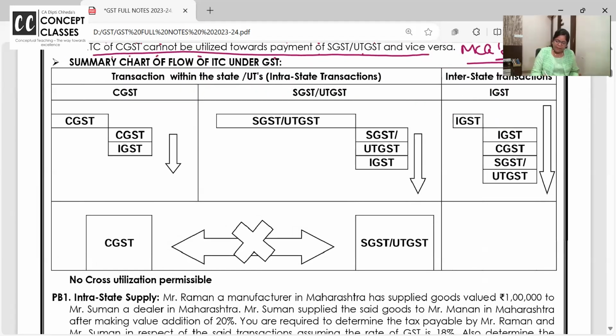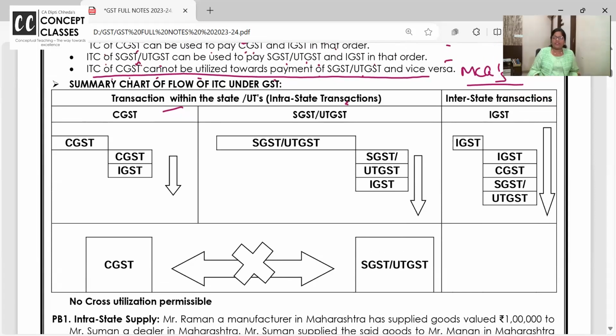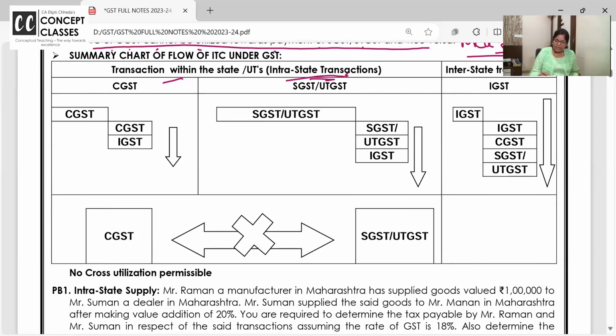देखो, सबसे पहले इंट्रास्टेट ले लेते हैं. अच्छा, why I'm writing, it's already printed. अगर इंट्रास्टेट है, in intrastate what you are charging? ये रहा CGST and SGST. तो CGST which in what you have to set off? CGST, input CGST, output CGST, or input CGST, output IGST. Got it or not? SGST in SGST, or UTGST in UTGST, or SGST in IGST. That's fine. But CGST and SGST cannot be set off because they are both in intra.